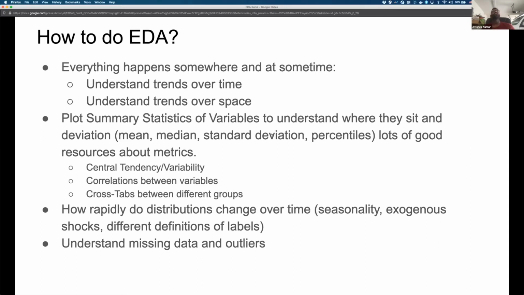Then when you have variables, you want to plot summary statistics of your variables to understand where they sit. There are a lot of good resources on this, but things like your mean, your median, your standard deviation to capture your variability. And then you also want to understand correlations between your variables, particularly what you're predicting and any features you have. And you also want to understand crosstabs between groups.